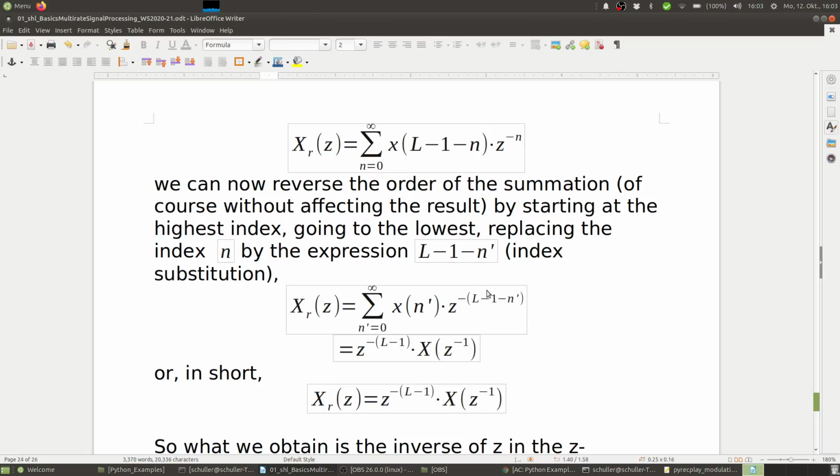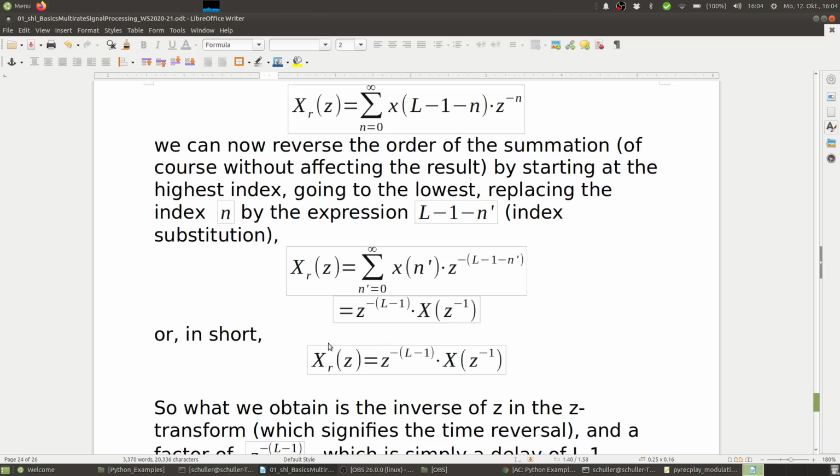Right, and this L minus 1 is a constant which we can factor out, put it in front of the sum. And what's left here is this negative index now. And this negative index, this minus 1, has a consequence of the argument being now z to the minus 1. Right, so we can say the z transform of the reversed sequence is the z to the minus (L minus 1) constant times the z transform with this flipped exponent in the argument.